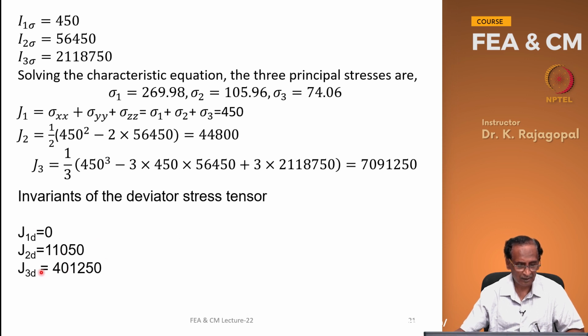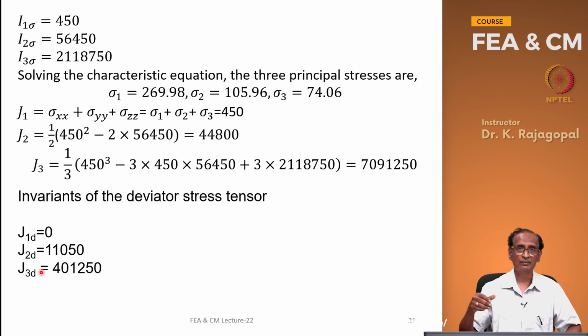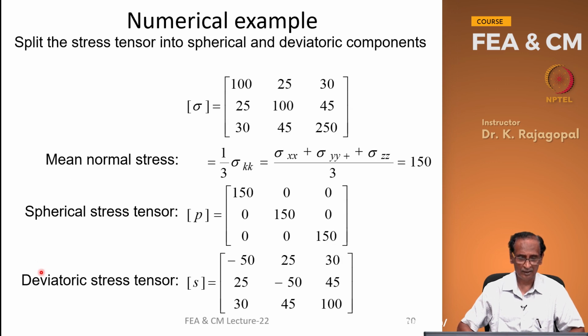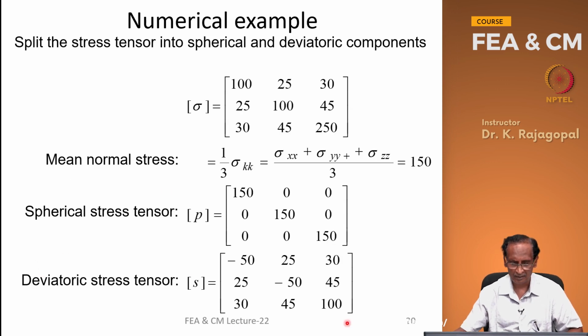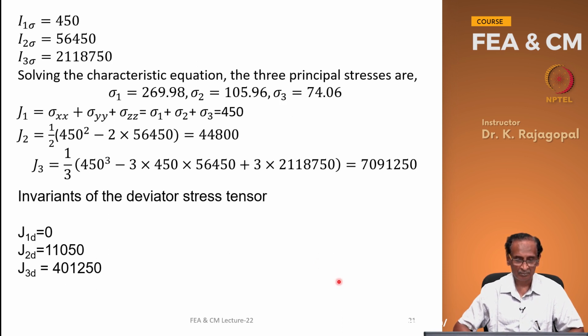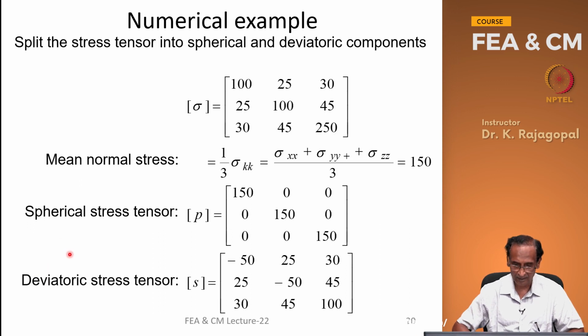the answers are given, so you can work out on your own because all the equations are given and the stress tensors are given. This is the S, okay, and J2D is 1/2 of 50 square plus 50 square plus 100 square plus 2 times 25 square, 2 times 30 square plus 2 times 45 square. Okay. And if you do that correctly, you will get this, and then the J3D is the determinant of this matrix.